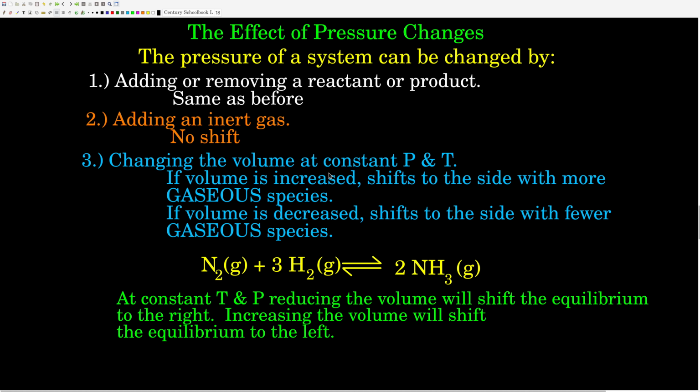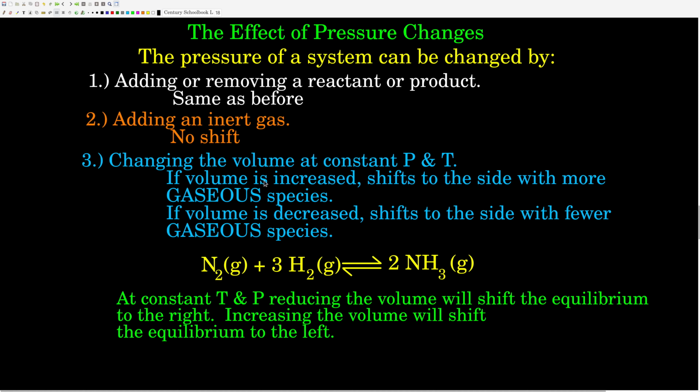Now, if we change the volume at constant pressure and temperature, then things start happening. If we increase the volume, the equilibrium will shift to the side that has more gaseous species. So we can't say left or right because it depends on the actual reaction, right? So what you do is you look at the balanced chemical equation and you add up the coefficients of only the gaseous reactants and products. Either one side will have more than the other, or they'll be the same. If they're the same number of gaseous reactants and products, then changing the volume at constant pressure and temperature does not affect the equilibrium.